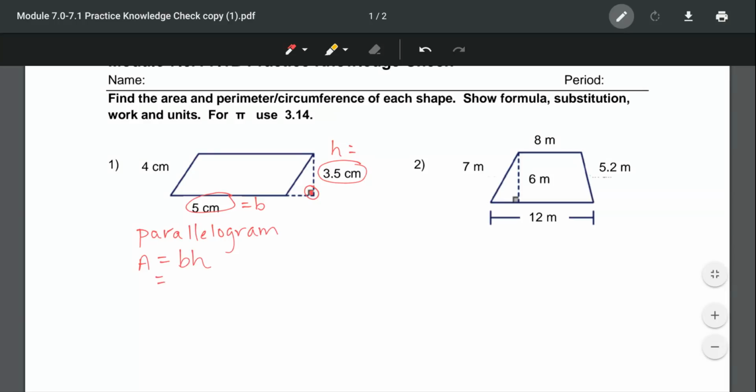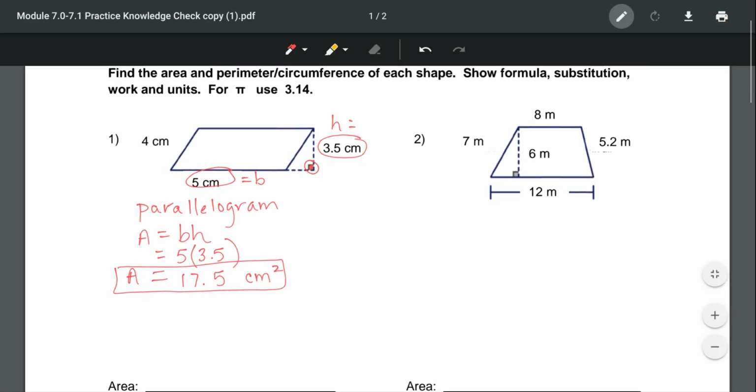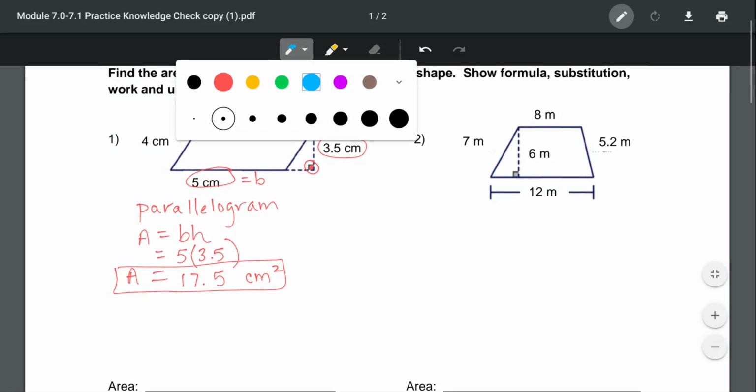So you replace b with 5 and h with 3.5, and then you multiply that out to get your answer. You get 17.5 centimeters squared for the area of the parallelogram. Don't forget your units. And now let's figure out the perimeter.